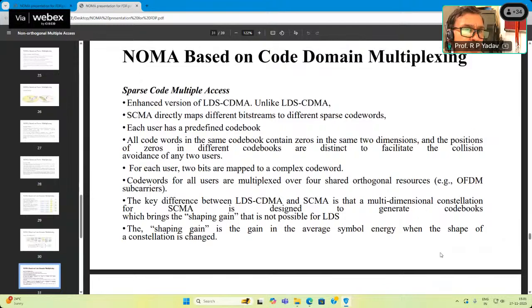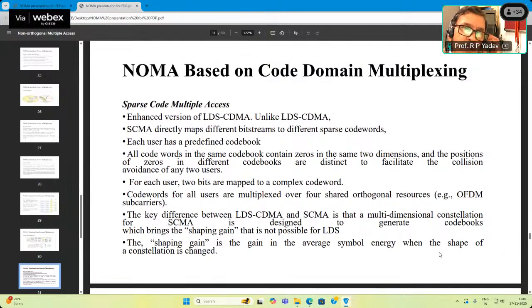Now, sparse code multiple access, as on the above slide we have talked about. This sparse code multiple access is an enhanced version of the LDS-CDMA. Unlike LDS-CDMA, SCMA directly maps different bit streams to different sparse code words. What is the meaning of sparse code words? You want to make sure you can differentiate the two signals. So in the first part we differentiated them based on power. Now in this case we are trying to differentiate two signals through some code, two or more than two. We can have more users also.